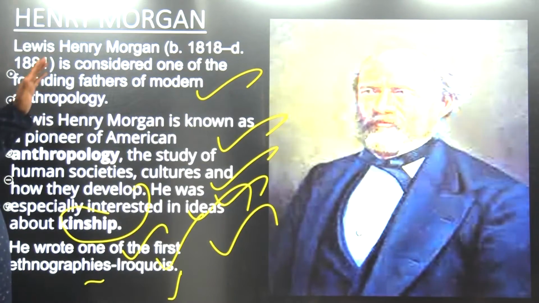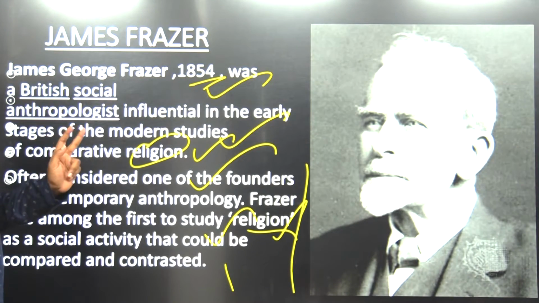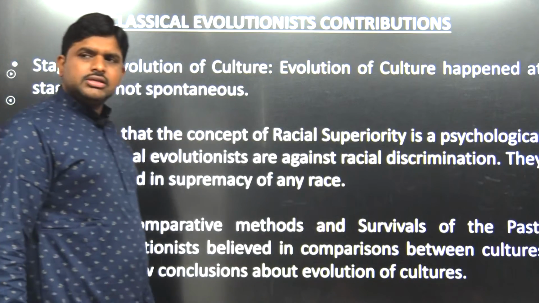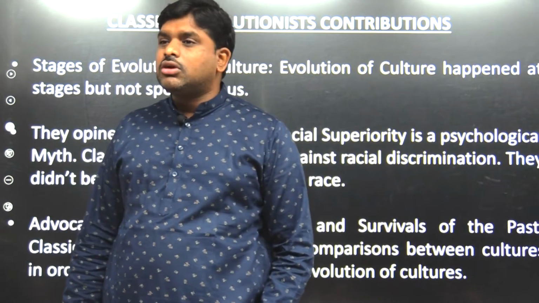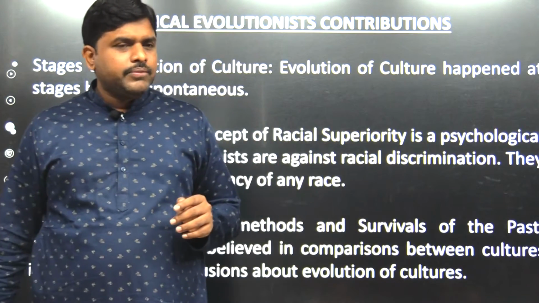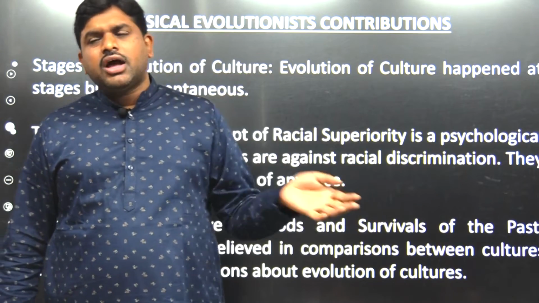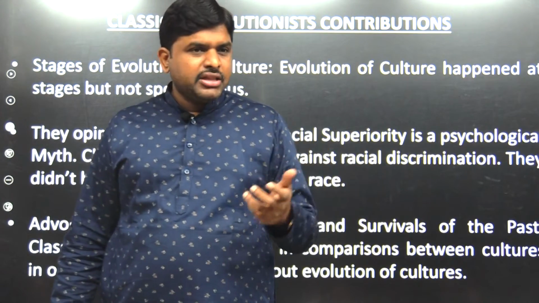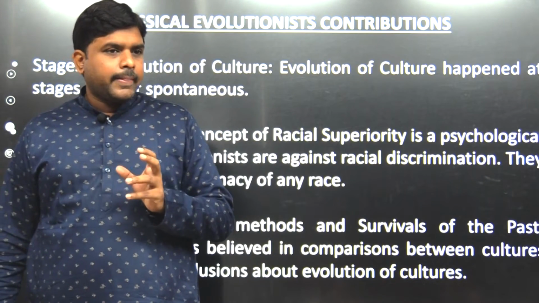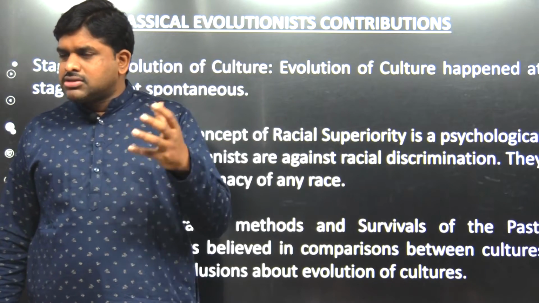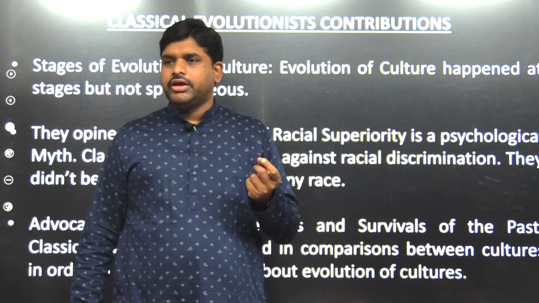So, E.B. Tylor, Henry Morgan, James Fraser. Now see, you tell me, nowadays two things are happening. One is called conservatives, the other is called liberals. This is the concept which is going on in the newspapers and media channels. One is left, the other is right. What is left and what is right? Left wing and right wing. You are coming across these terms, so tell me what is left wing or left and right?